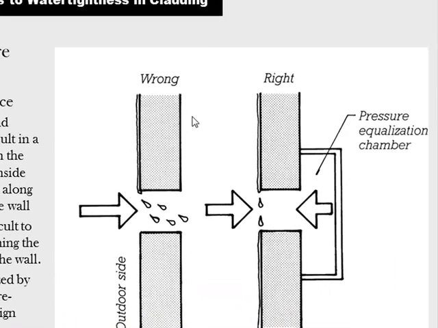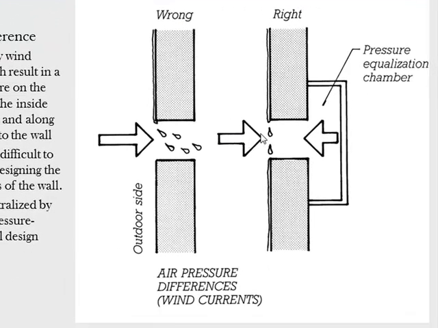Air pressure, like we talked about a minute ago, can drive the water in. To prevent that, if you have a big gap like that, you'll have a pressure equalization chamber. This is sealed off from the inside, so in essence this pressure is the same as this pressure, so the water won't be sucked in, it'll just keep going down.